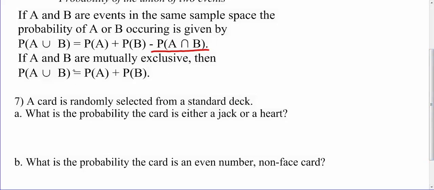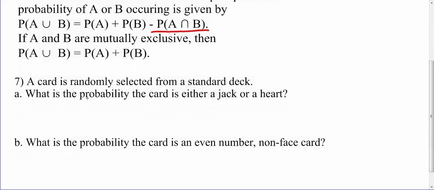Now, in this second version of the probability equation, you can see that we don't subtract, but that's because these two events are mutually exclusive. So, in other words, there's no overlap. So, let's see what I'm talking about here.